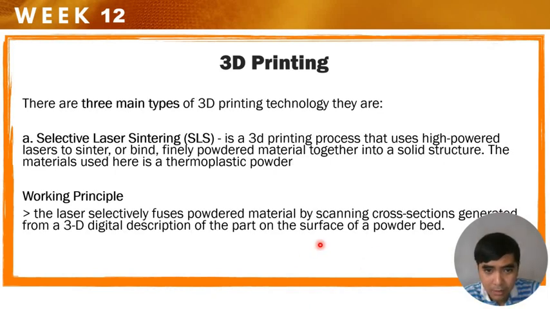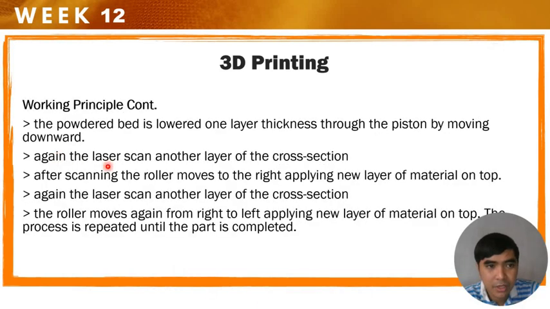This process is connected with a computer system, which makes it capable of detecting such 3D designs. To continue the working principle, the powder bed is lowered one layer thickness through the piston moving downward. And again, the laser scans another layer of the cross section. So the working principle is about scanning layer by layer of the powdered polymer plastic. That is called the powder bed.